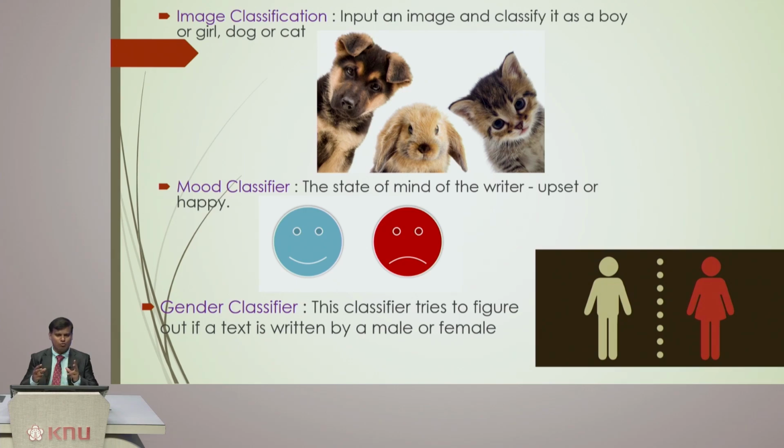Then comes the mood classifier. As you can read the text of the writer, based on the text you can see whether the state of mind of the writer is upset or happy, or does he have depression and so on. These days people are using social media, and in social media they express their emotions mostly by means of text, and this text can indicate what this person is undergoing.